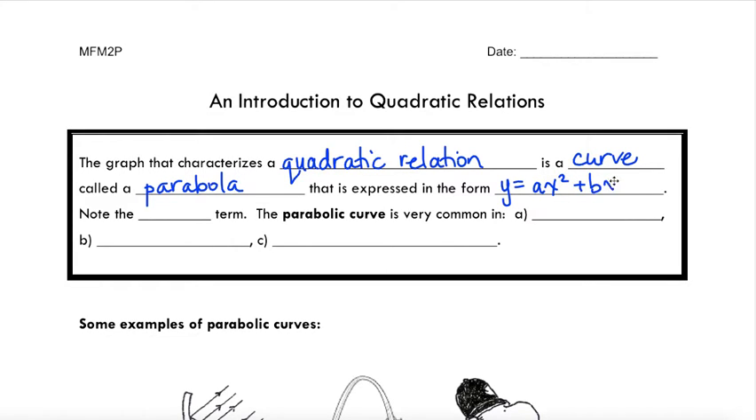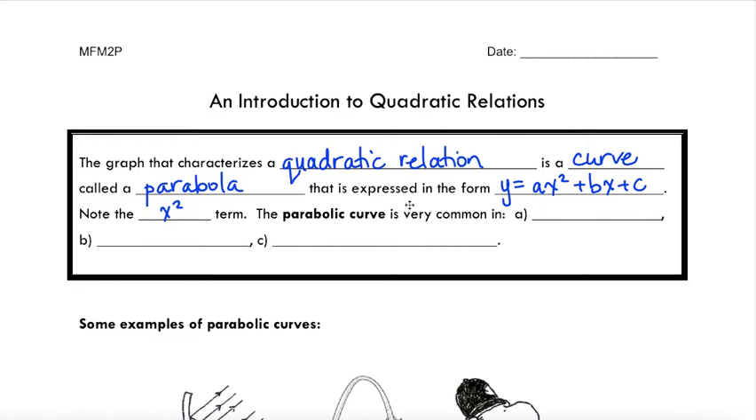plus bx plus c. And you'll notice the difference between the quadratic relation equation and a linear relation equation is that the quadratic relation has an x squared term. So note that x squared term. So that's a way that we can tell from the equation whether we have a quadratic relation or a linear relation. So a quadratic relation has an x squared, a linear relation does not.